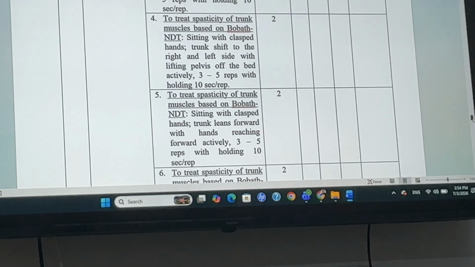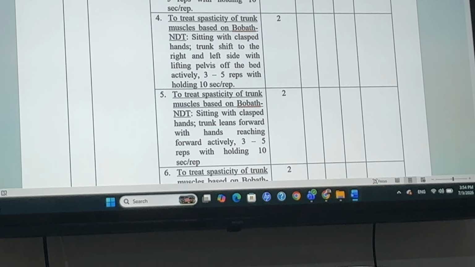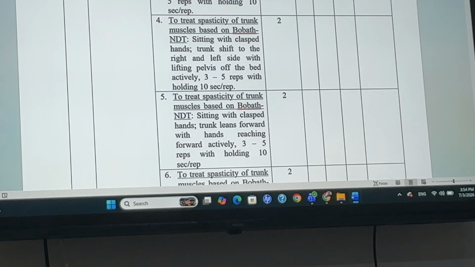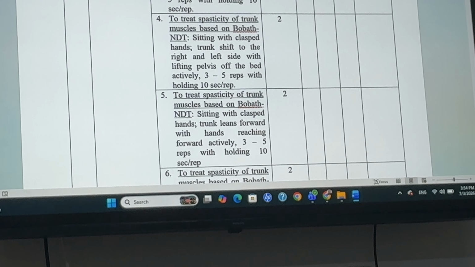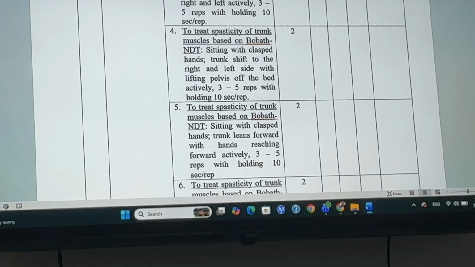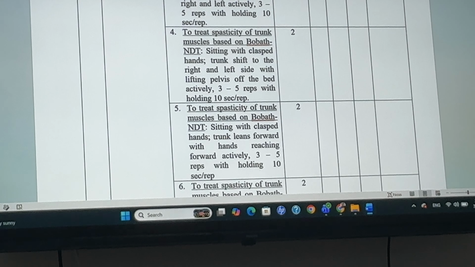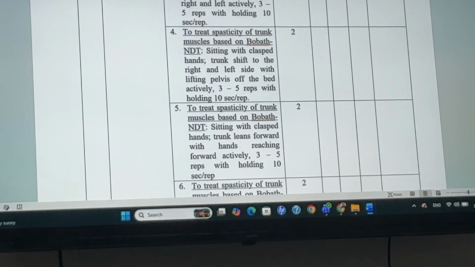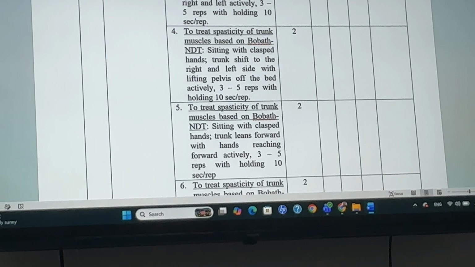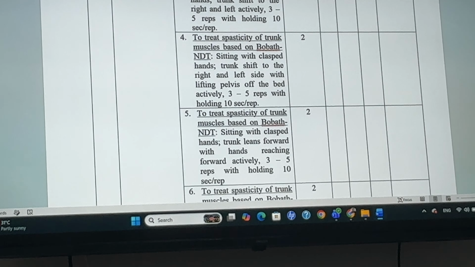So if we follow the concepts of the principles of PNF, we need to do repetitive contraction of movement, in which we need to do a lot of repetitions in order to reduce the muscle tone.